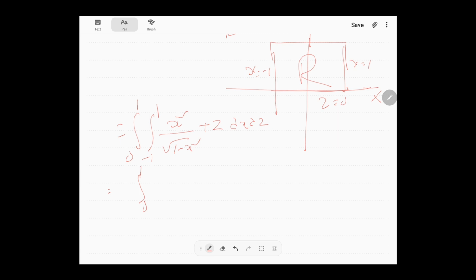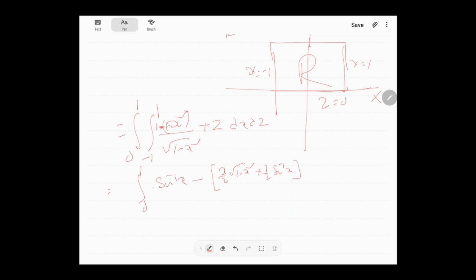Integral 0 to 1, minus 1 to 1, x square by root 1 minus x square. I will write it as 1 minus, x square. If I write like this, 1 minus x square is this. So 1 by root 1 minus x square is sine inverse x, minus 1 minus x square by root 1 minus x square is root 1 minus x square. If I integrate it, x by 2 root 1 minus x square plus 1 by 2 sine inverse x. Okay, this is in between.